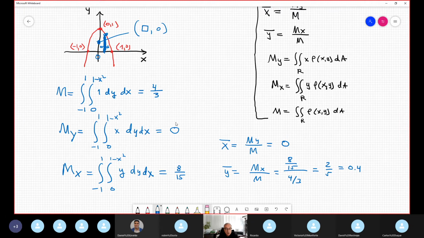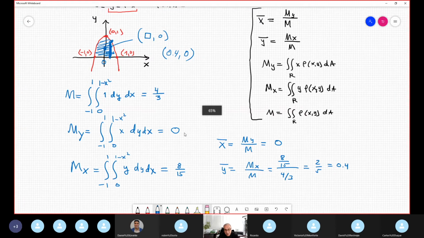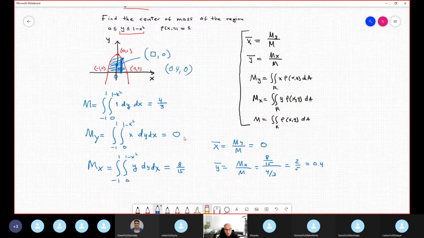So the center of mass of this lamina is located at the point 0.4, 0. Any question? Very good, very bad. It's easy, eh? It's another application. I want to see another point of view, no?